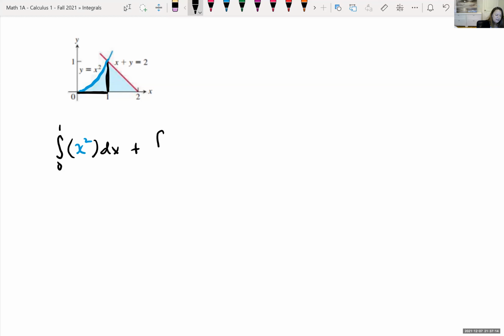Plus, we want to look at the area from 1 to 2. So if we look at which curve is on top there, well, this says x plus y equals 2. I need to rewrite this in terms of y equals. So I can get that by subtracting x on both sides of the equation. So this is y is equal to 2 minus x. 2 minus x dx.